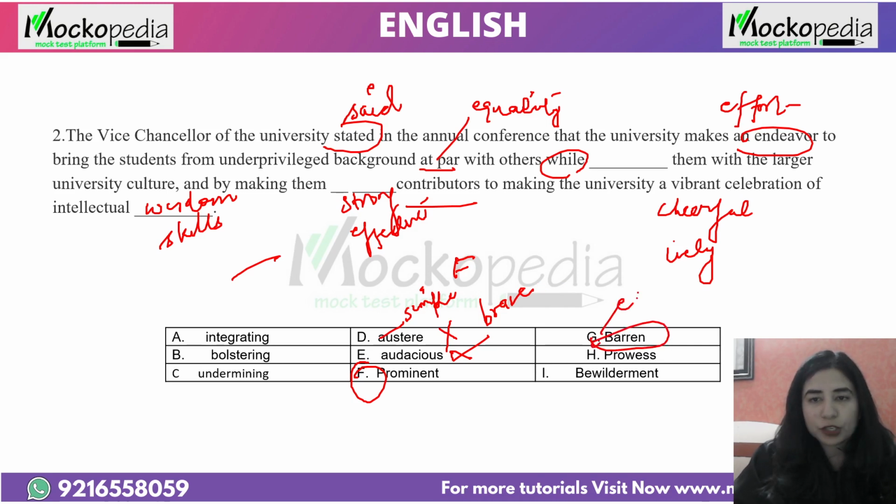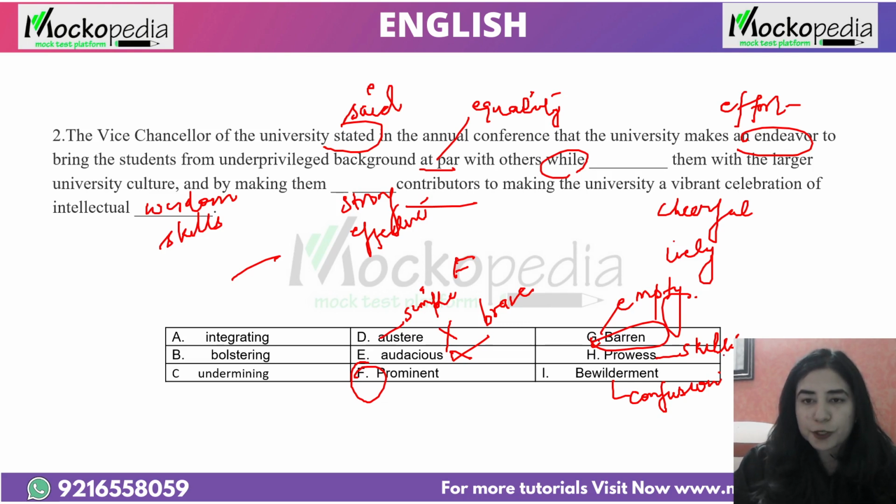Barren is empty, you would not want something to be empty, right? Prowess is skills, so this matches. Bewilderment is when you are confused, so in a state of confusion, you don't know what to do. So that will also not be the best match. So what are we going to do? We are going to pick H as an answer for this blank. So we have two blanks sorted.